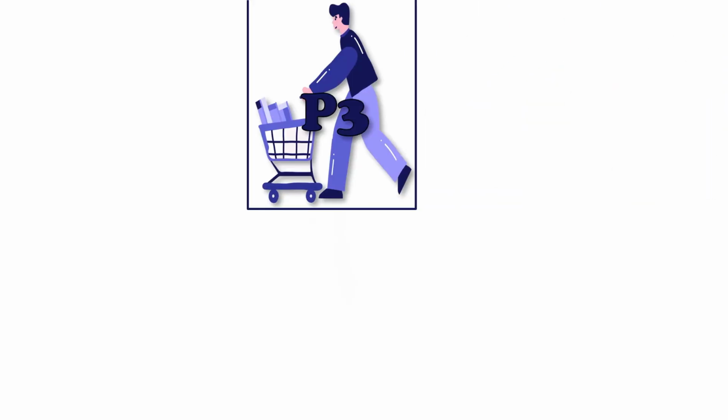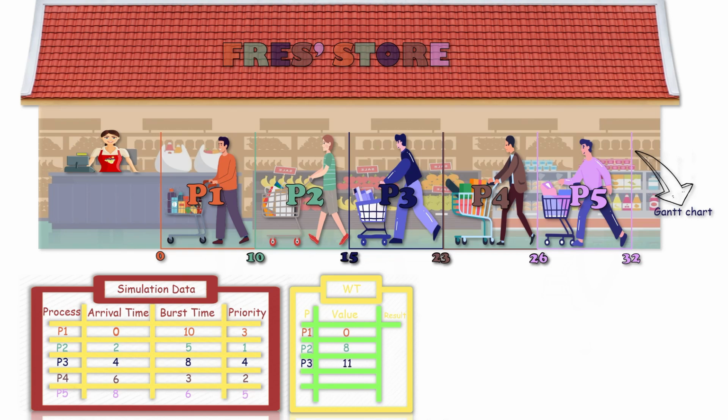In process 3, it starts with 15. To find the completion time, we add 8, and we get 23. And we find the waiting time by completion time, which is 23, minus arrival time, which is 4, and minus burst time, which is 8. And we get the result, 11. Put the result in the data, and let's find process 4's value.